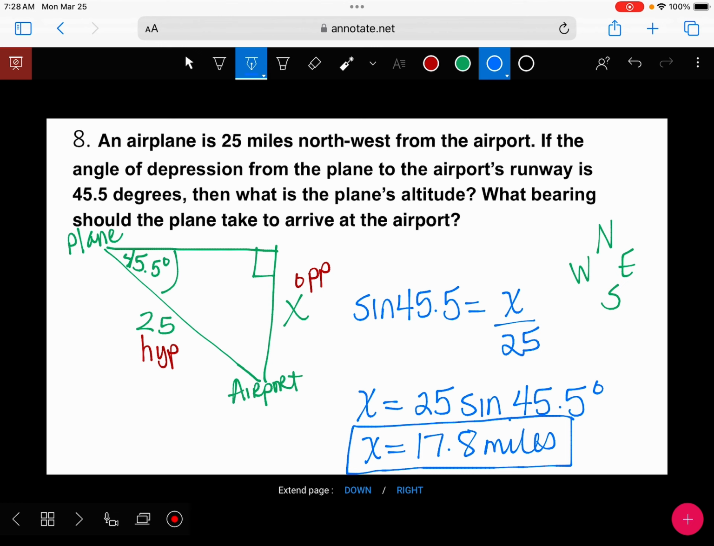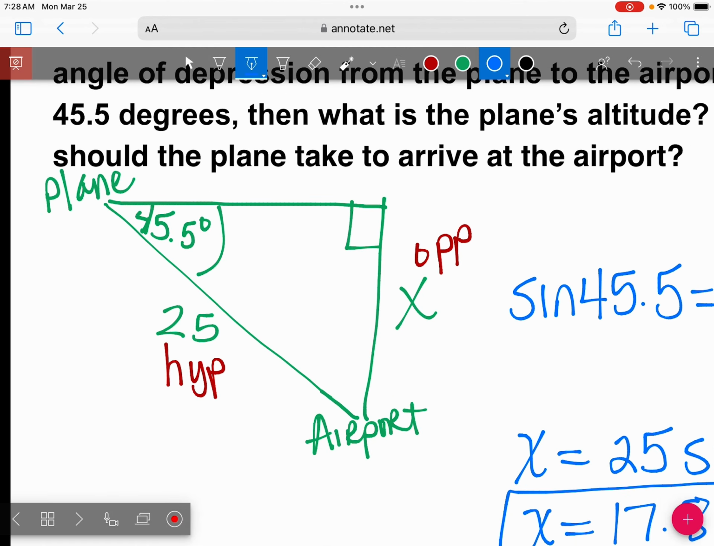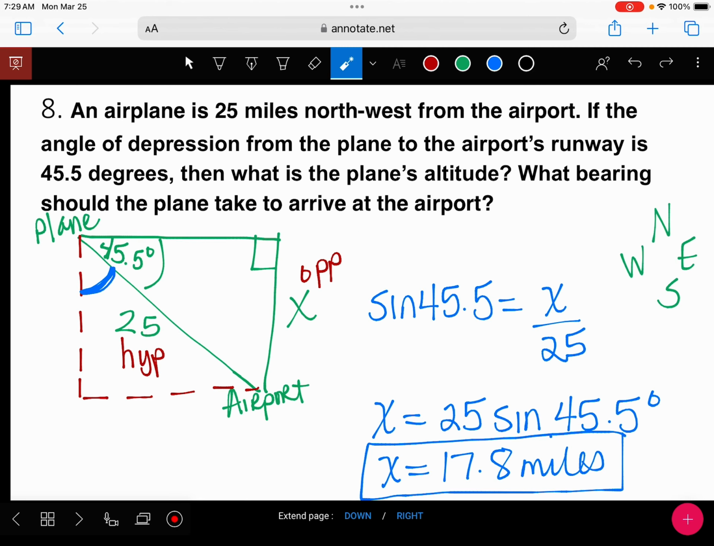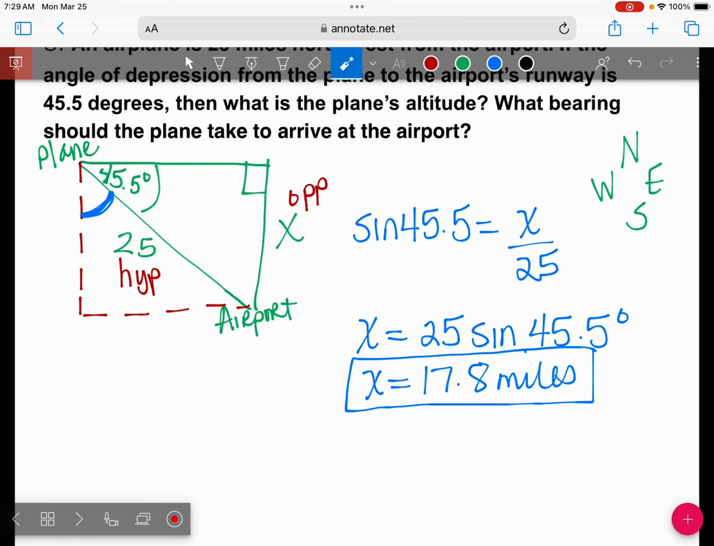All right, and then it's asking what bearing the plane should take. So remember, if we look at this same triangle, the difference between a bearing and an angle of depression is where that angle is located. For a bearing, that would be this angle. But what do you all know about geometry? What do those two angles have to add up to be? These two angles are equal to 90 degrees, right? So how can we find this angle? Yeah, take 90 minus 45.5. So your bearing in this example is actually quite easy to find.